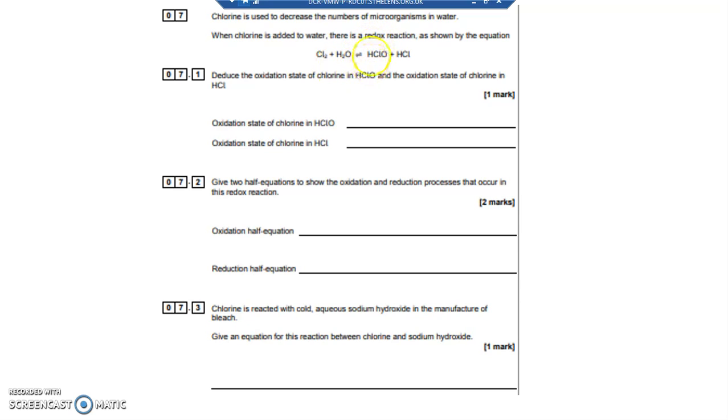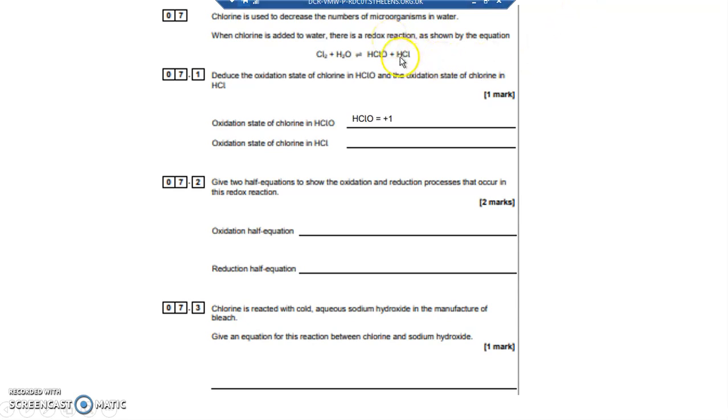+1 minus 2 leaves -1. Now there's no charge left over, so I'm looking for a number that, with -1, equals nothing. So Cl is in +1. So the H is in +1, the Cl is in +1, the oxygen is in -2. +1 plus 1 minus 2 leaves no charge left over. So in HClO, the Cl is in +1.